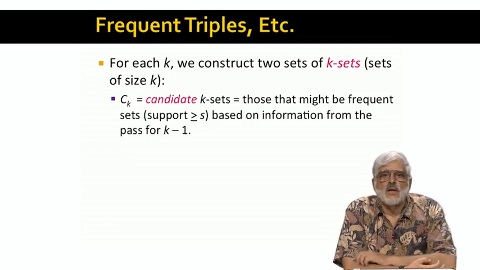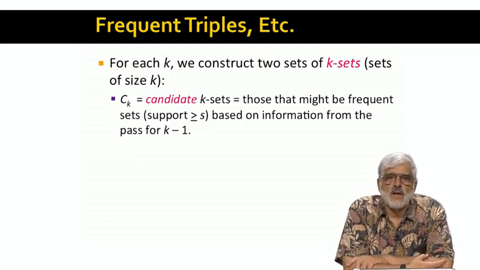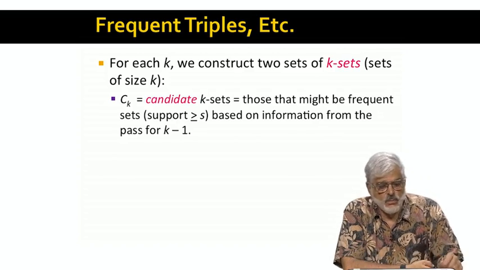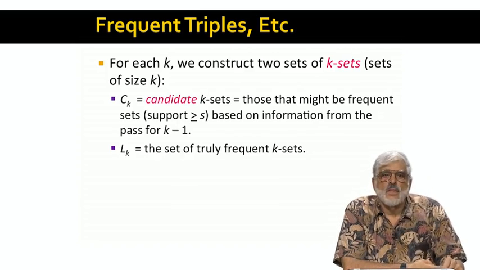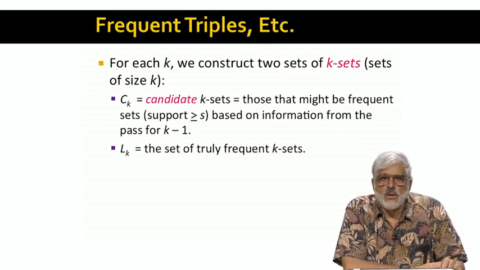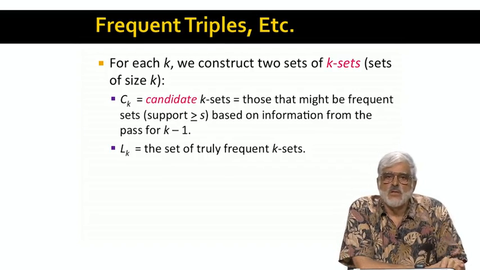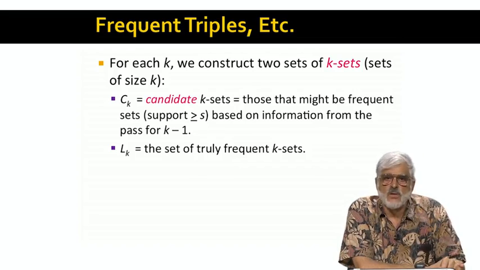C sub k is the candidate k-sets. These are the sets that, based on what information we have from previous passes, might be frequent. At least we can't rule out the possibility of their being frequent by using monotonicity, so we have to count them. And then the result of the kth pass we'll call L sub k. This is the subset of C sub k, consisting of those k-sets that are found on the kth pass to be really frequent.